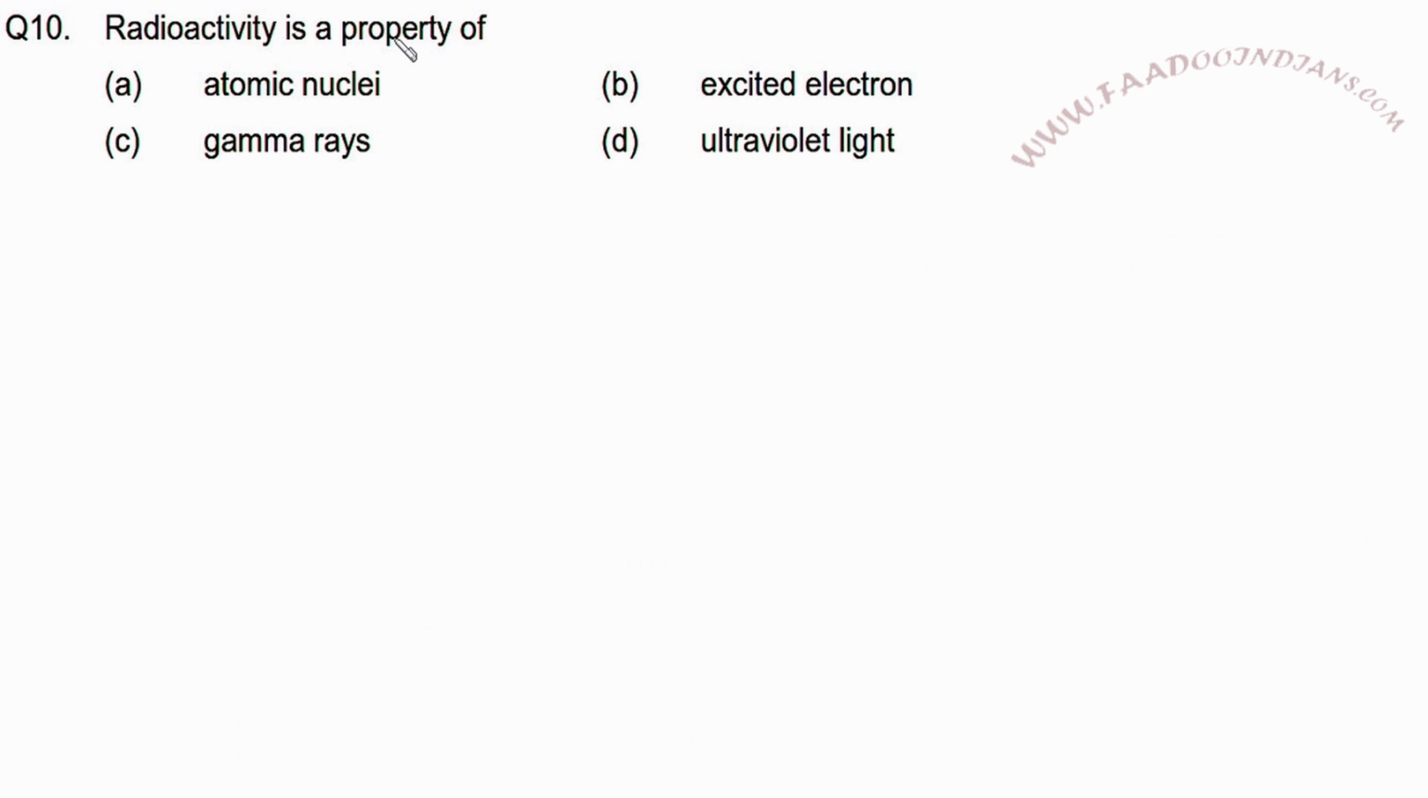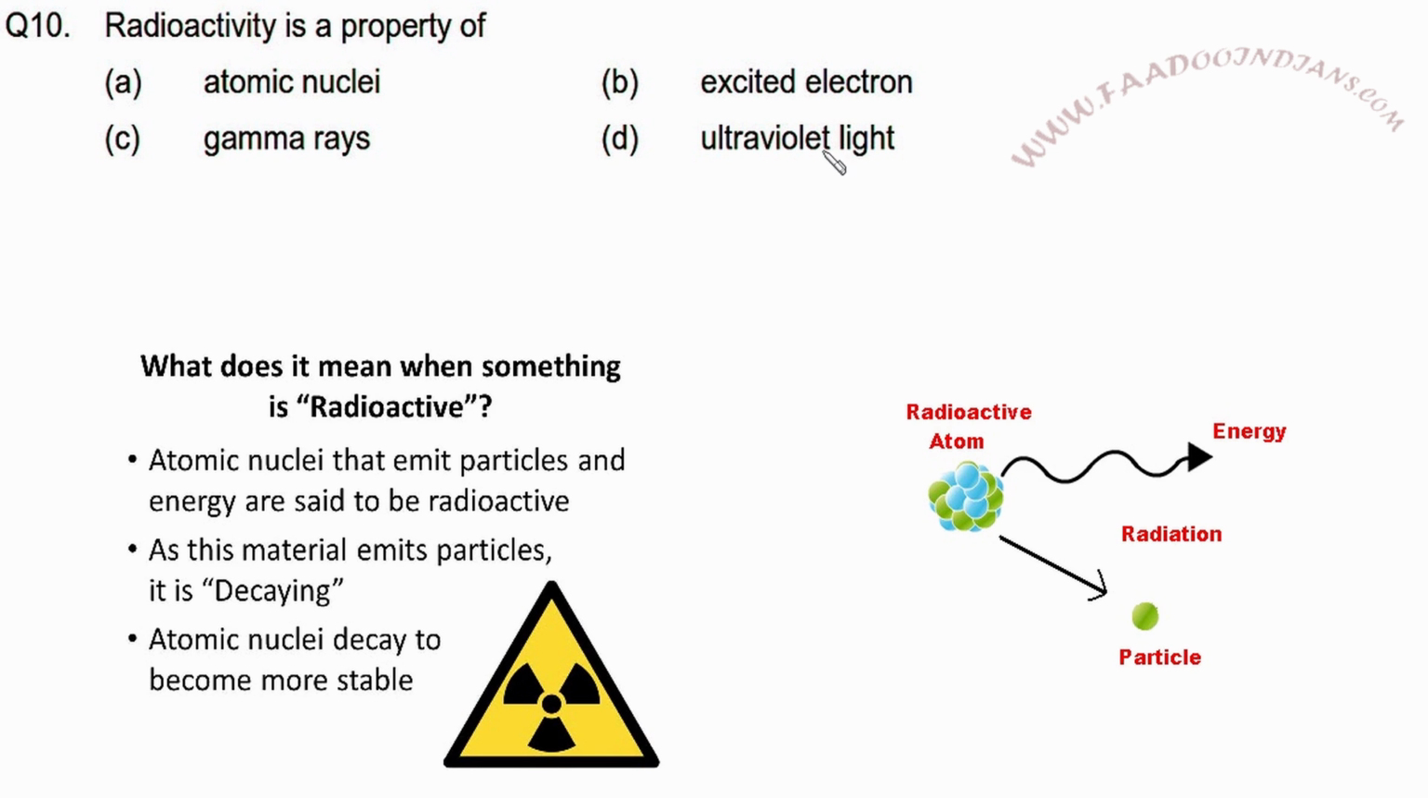10th, radioactivity is a property of, well, it is very easy, atomic nuclei. But we will explain it further. Now, what does it mean when something is radioactive? So atomic nuclei that emit particles and energy are said to be radioactive. Here you can see a nucleus, and a particle is emitted here, followed by energy and radiation. So whenever it emits a particle, it is in a decaying state. And why does it decay? In order to get stability. So this is the principle of decaying. And the answer for this is atomic nuclei. That was your 10th.